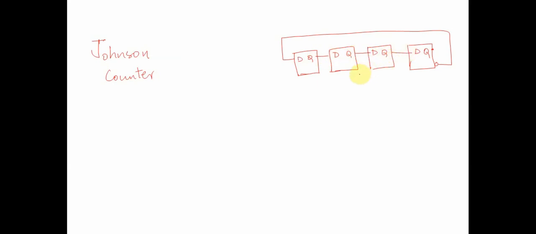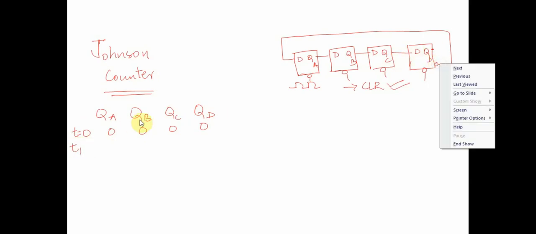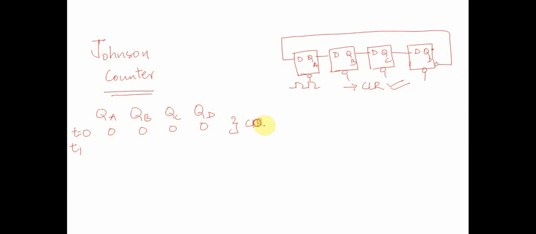What would happen in this particular circuit? Let's assume this is QA, QB, QC, QD. Let's assume all of them have a common clock. They have a proper clear also, like we discussed previously. They have a proper reset, so that we can reset it at time t equal to 0. Now what would happen in this particular case? If at time t equal to 0 they are all 0, what will happen at time t1? Let's assume at time t equal to 0 we reset the signal, so it's all 0.